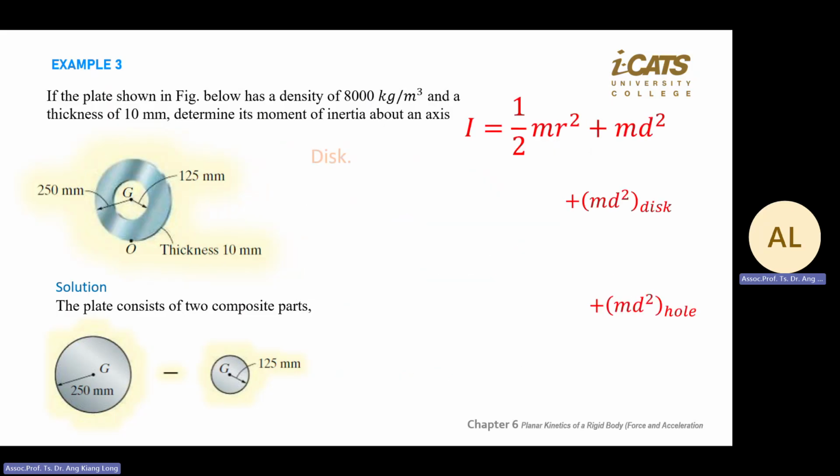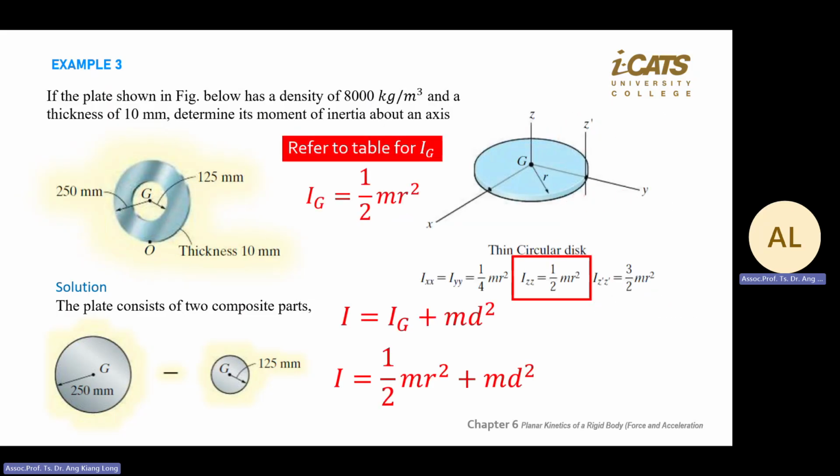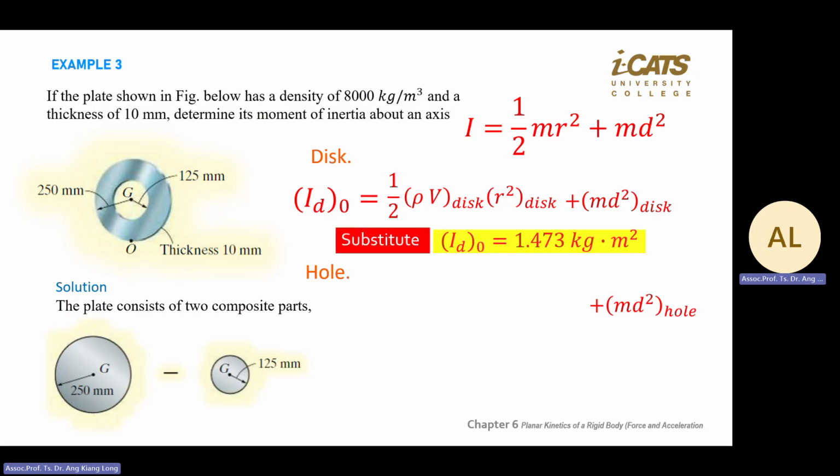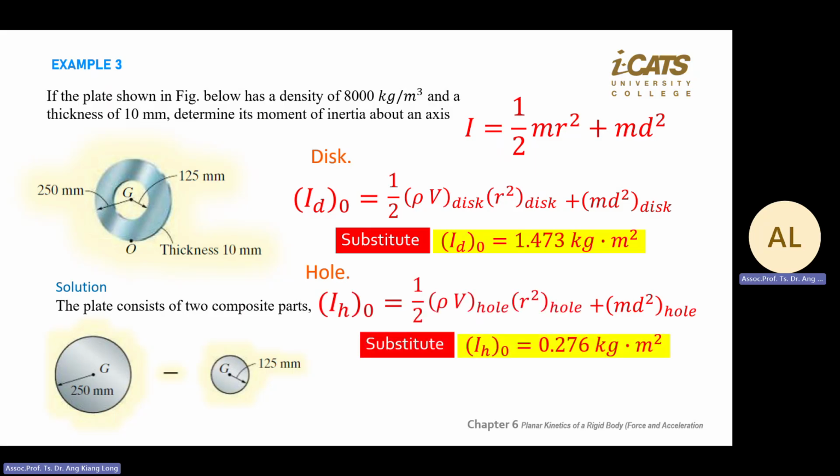Okay. So you copy, and then your d you can calculate. M is rho V. R you copy. And then also substitute, you get another value. So take the big one minus the small one.